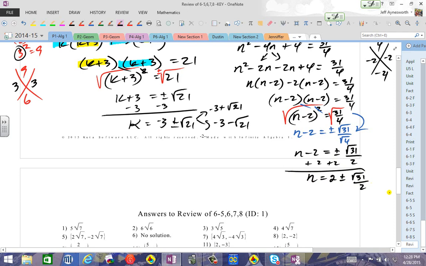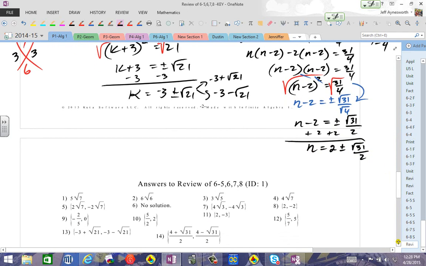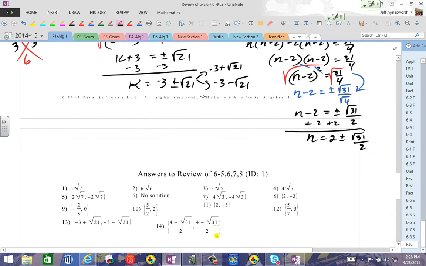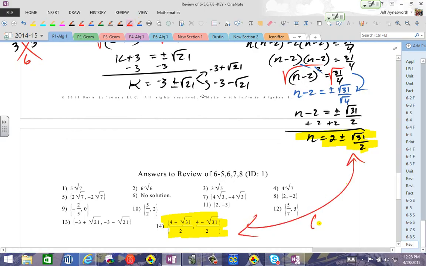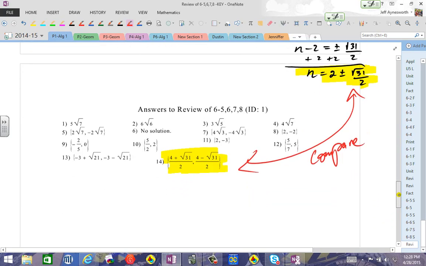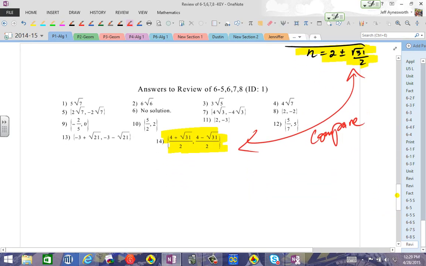Now if you look at the answer, you'll see this right here. Now look at the answer. And these answers look different than this, right? So compare. Believe it or not, they're the same. So let me show you that. So you may not believe me, okay? If you want to compare these two, all you have to do, divide here and divide here. You get 4 divided by 2 plus or minus root 31 divided by 2, which gives you 2 plus or minus rad 31 over 2. So you can see they're the same.